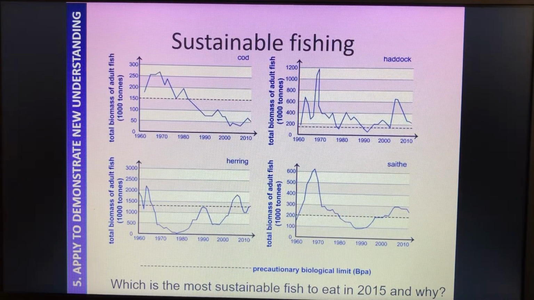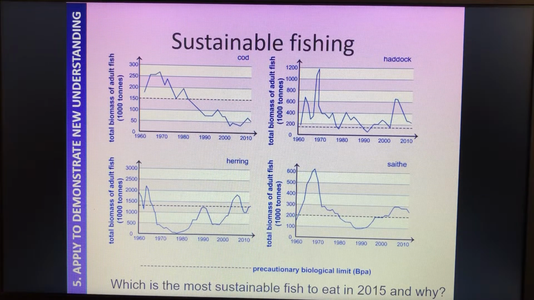Sustainable fishing then. So we're going to have a look at 4 graphs, and we're just going to see which is the most suitable fish to eat in 2015 and why. Okay, so 2015 isn't on the graph. Notice a really important point for each of these 4 graphs is that they all have different scales.